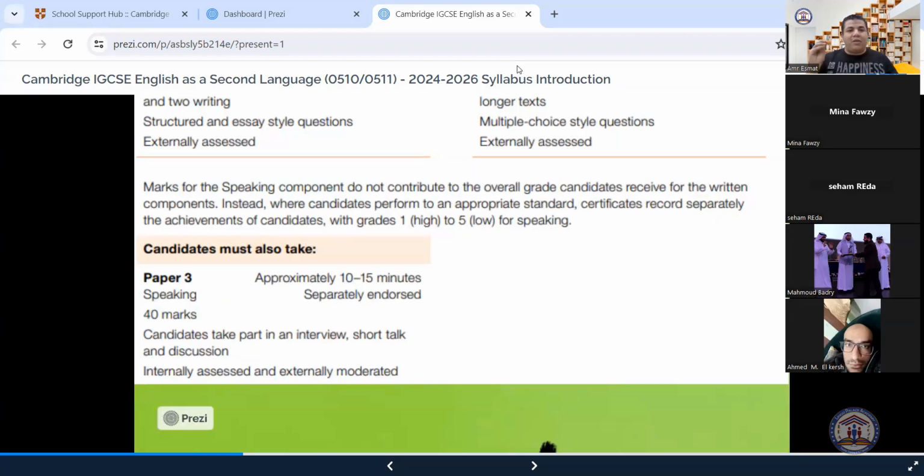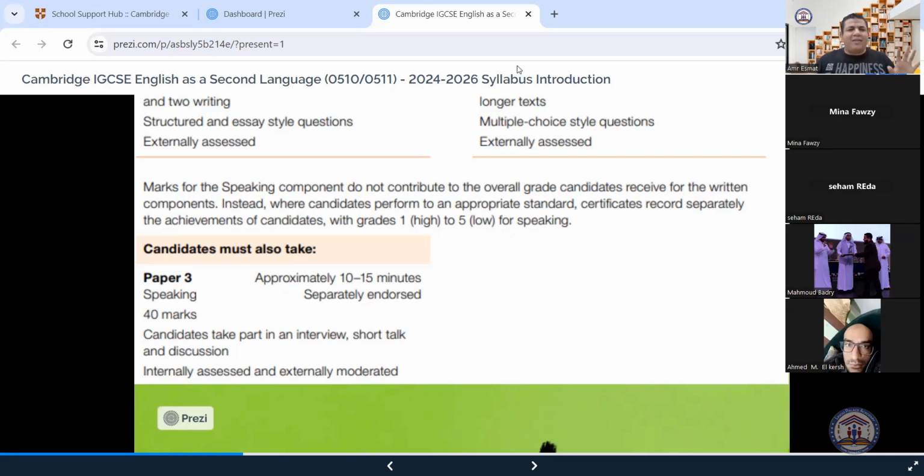So the candidate must take the test. The speaking test is out of 40. He must succeed and pass the test, by the way, but at the same time, the mark of the test will not be counted. That's why we call it speaking endorsement.